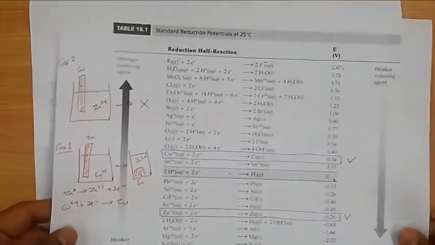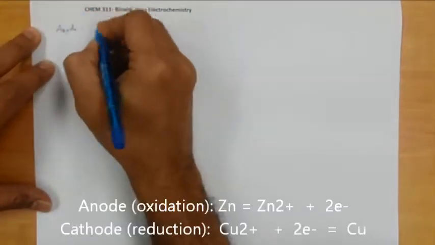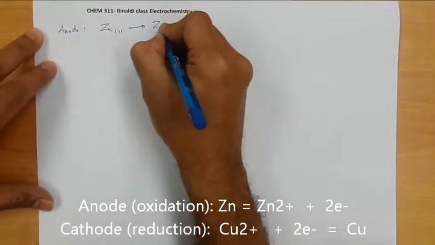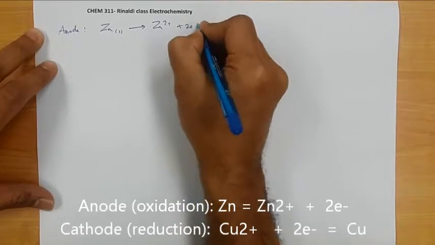So if I wanted to build a battery cell from the copper system and the zinc system, the copper system will be the cathode because it is more positive, so it's more ready to take electrons, and zinc will be the anode. All right. So if I say what is the anode, the anode would be zinc metal oxidized into zinc 2+ plus 2 electrons.